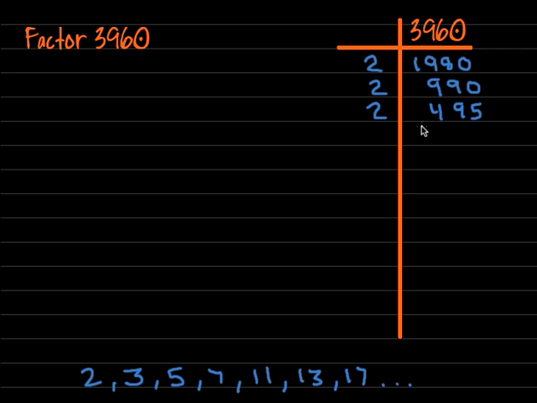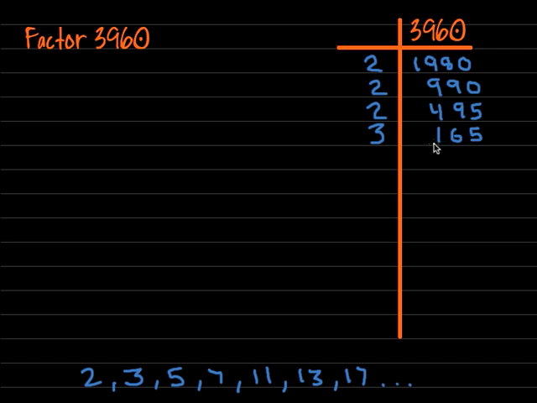Well, 495 is an odd number, so I know 2 won't go into it. So I'm going to use a trick to determine whether I can divide it by 3. Taking a look at it, I see that 4 plus 9 plus 5 adds up to 18. And I know that if the sum of the digits is divisible by 3, then the number itself is divisible by 3. I know I can divide 18 by 3, so I can divide 495 by 3. That goes into that 165 times.